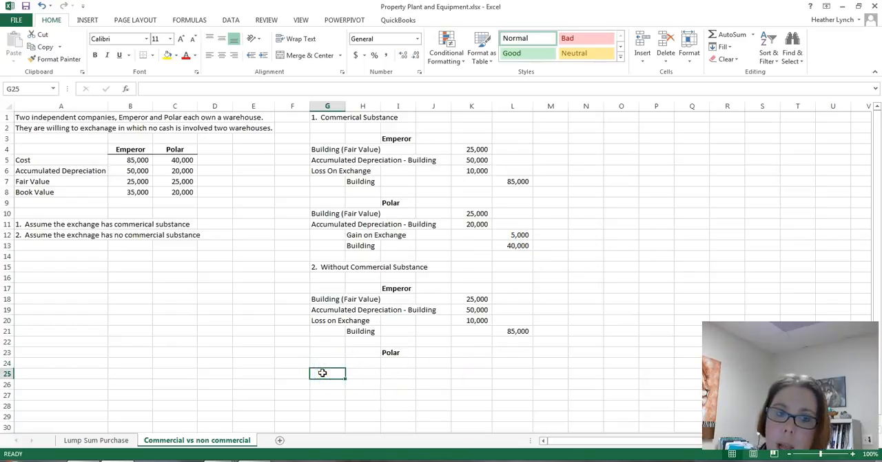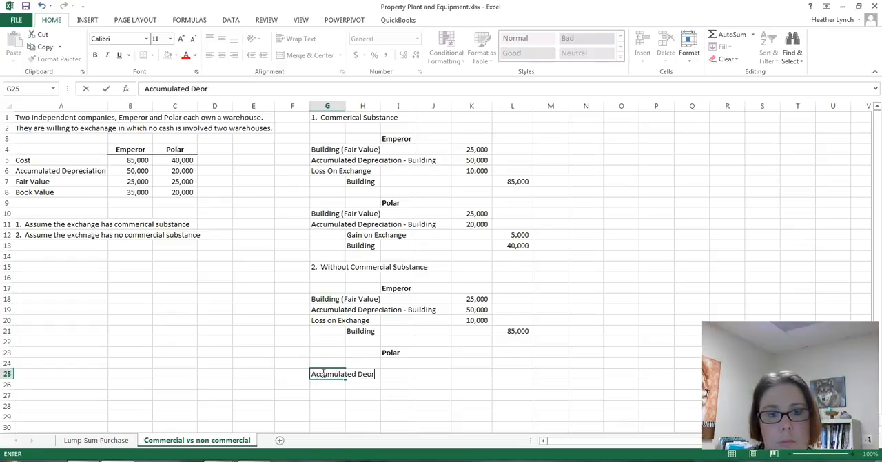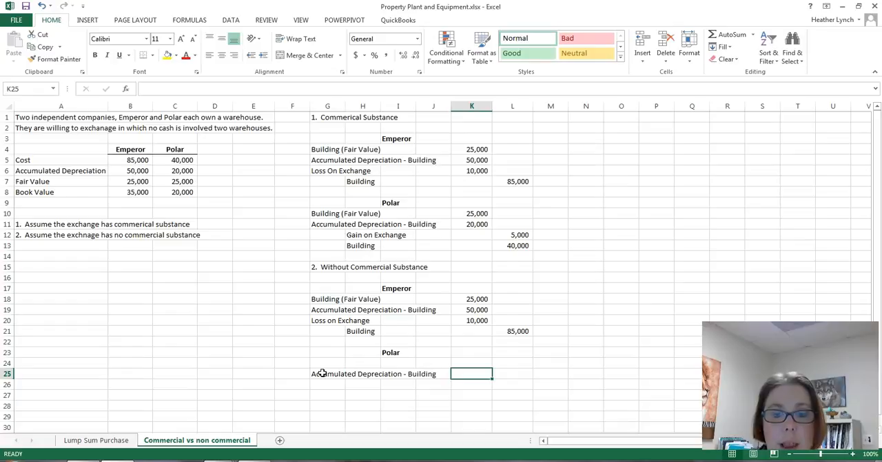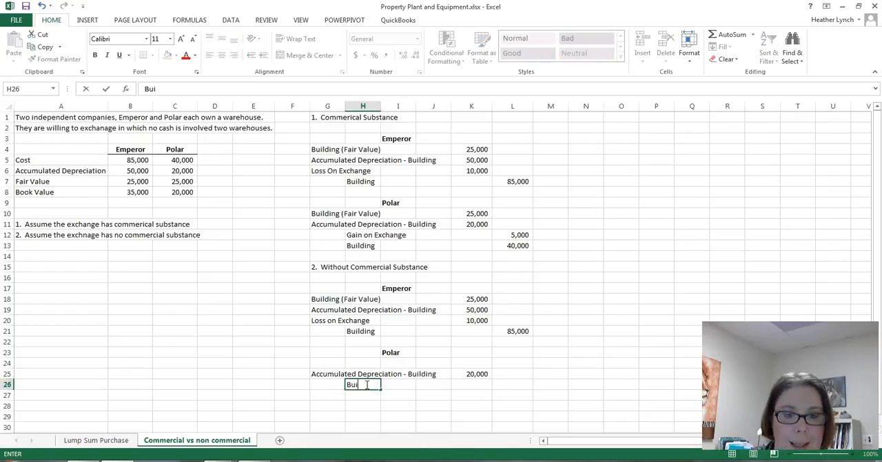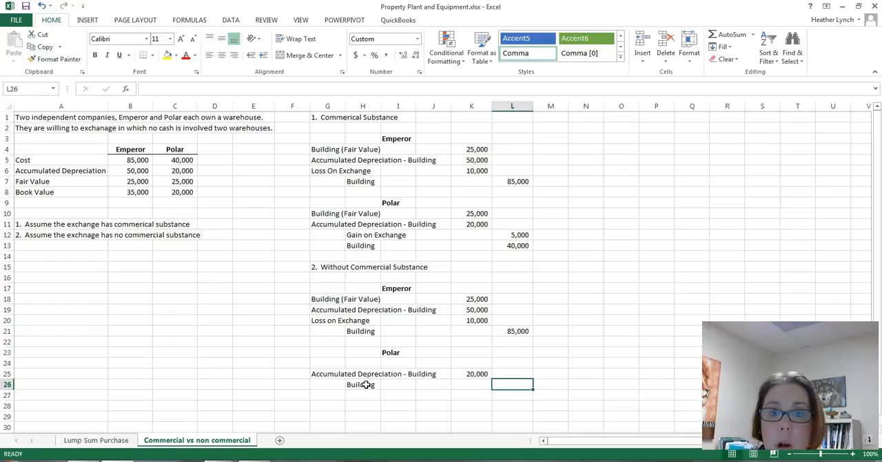So what we're going to do, let's not touch that building yet, but let's do the accumulated depreciation of the building. That doesn't change. That's still the 20,000 because you're writing off that on your books. So we're going to still get rid of our building. That hasn't changed. That was a cost of $40,000.